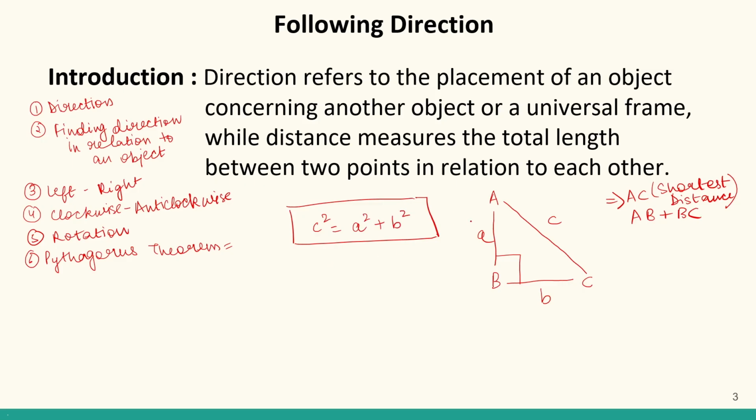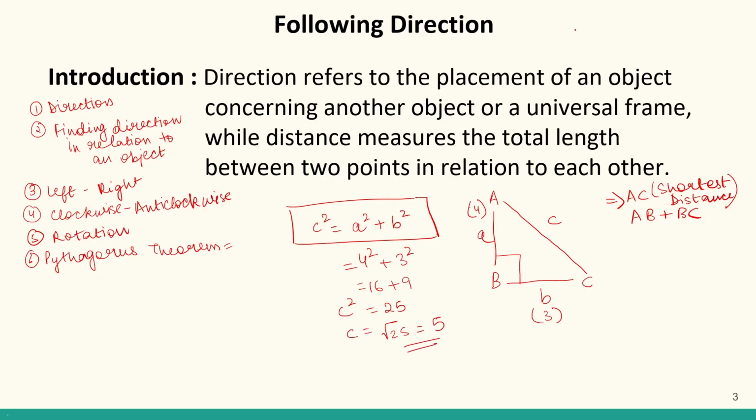So if in the question I am given, let us say, that the distance between A and B is 4 kilometer and the distance between B and C is 3 kilometer. If I have to find the distance between A and C, the shortest distance, I'll simply calculate it as 4 square plus 3 square, which is 16 plus 9, which is equal to 25, which is equal to C square. So C will be under root of 25, that is 5.